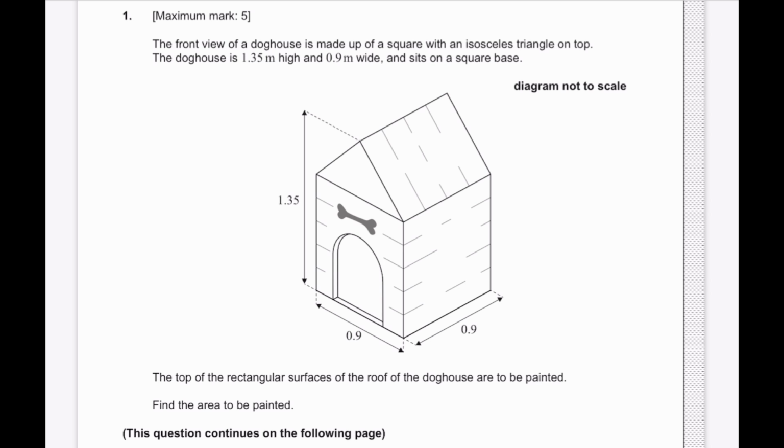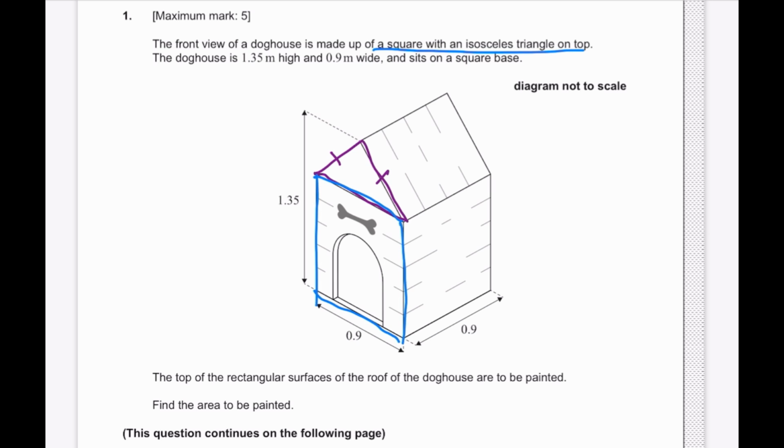Okay, so there's a lot of information going on here, and this is actually the first question of this examination for this year. Let's go back to the information and underline important things. It says the front view of a doghouse is made up of a square with an isosceles triangle on top. So right now I know that this is an isosceles triangle on top, isosceles meaning both of these sides are the same. And here at the bottom, I know that this is going to be a square.